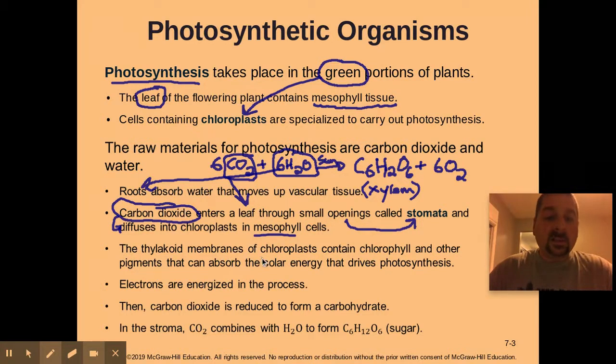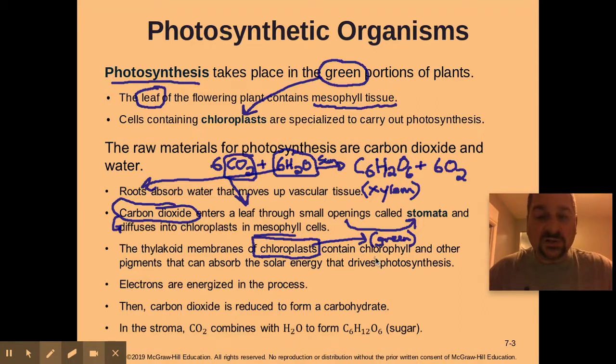Within the chloroplasts, the organelles where this is occurring, there are thylakoid membranes that contain the chlorophyll. The chlorophyll is what is going to make these tissues green. There are other pigments as well that can help absorb solar energy, but chlorophyll is the main one we often talk about. The sunlight is used to energize electrons, and then the electrons are dumped into carbon dioxide.